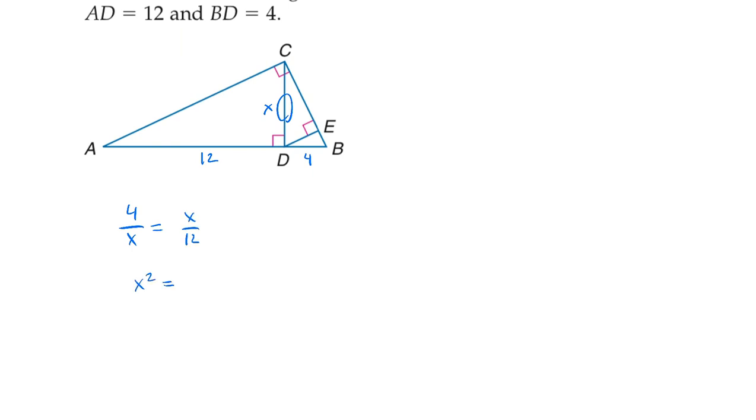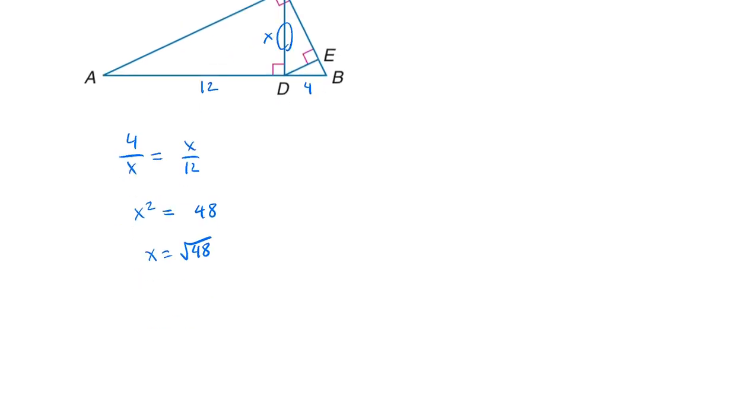So X squared is 48, and then X is the square root of 48. I'm probably going to use that value, but I'll simplify it too. So X equals the square root of 16 times the square root of 3, or X equals 4 root 3. Okay, so we got that. And I shouldn't have boxed that. That's not the end of our problem.